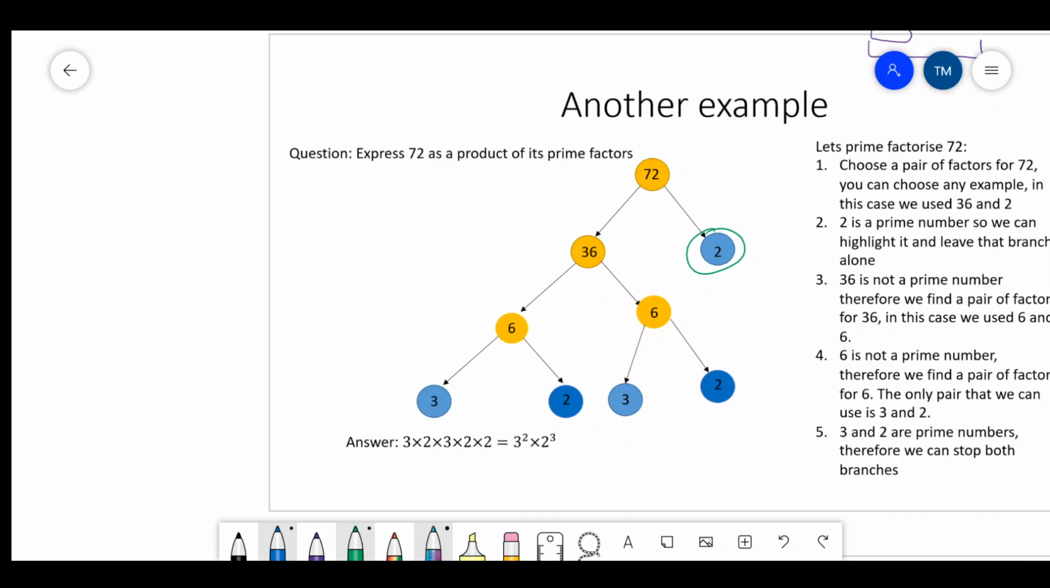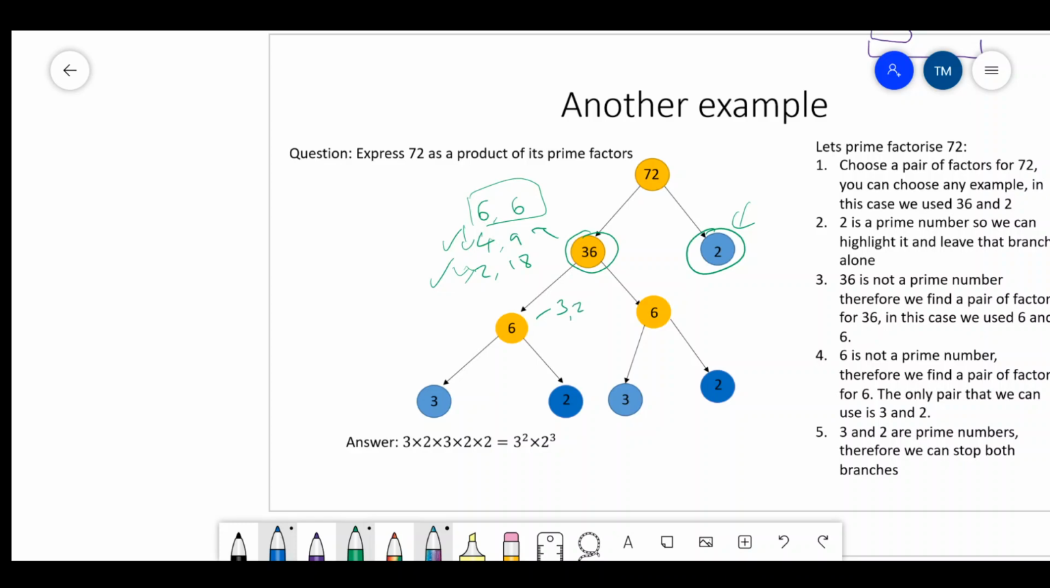So I start from 72 and divide it by 2. Notice here that I've divided by 2. This is a prime number, so I've highlighted it and I've left it alone. I then come to 30, so 72 divided by 2 is 36, and 36 has numerous options. You've got 6 and 6, you've got 4 and 9, and you've got 2 and 18. In this case here, I've chosen 6 and 6, but you could have used any of these options. They are both fine. So I picked 6 and 6, and again, I look at the factors of 6.